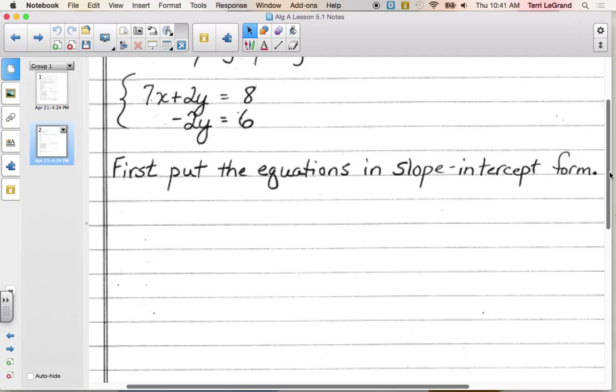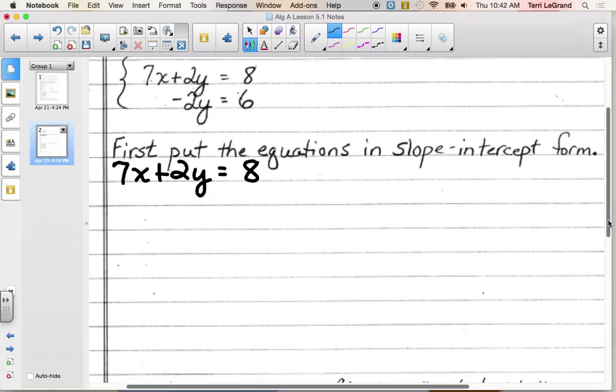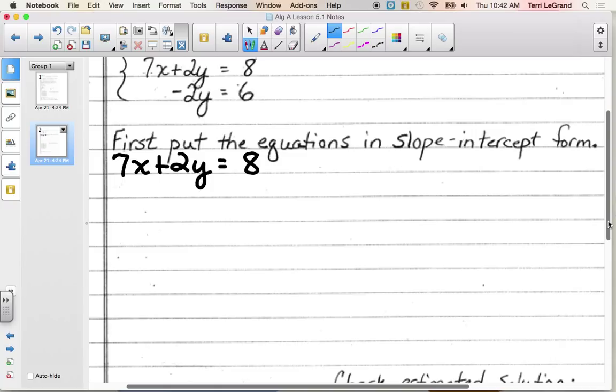Okay, so let's start with our 7x plus 2y equals 8. And actually, just a few days ago, you had an assignment where you did some of this. You got that practice again because you actually learned this back in chapter 4, how to put these in slope-intercept form. So this is not a new skill for us. Okay, what would be our first move for this one? What would we do first?